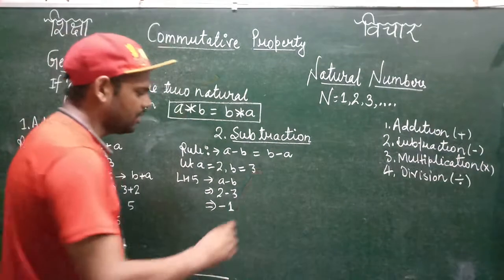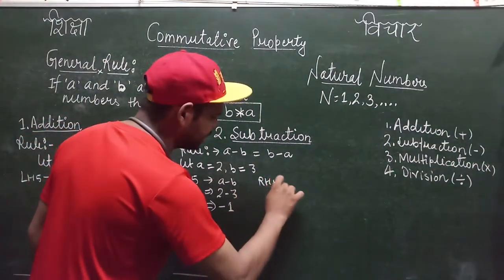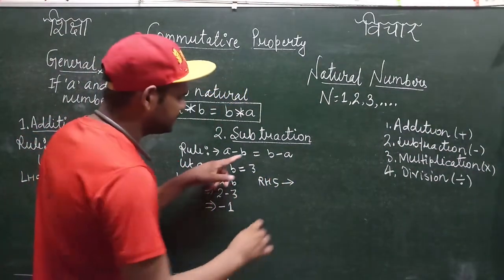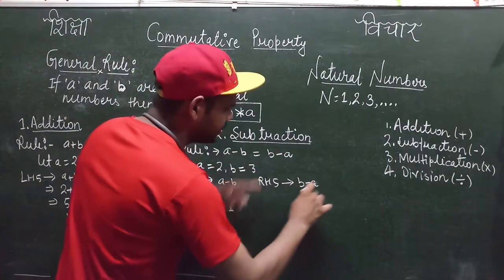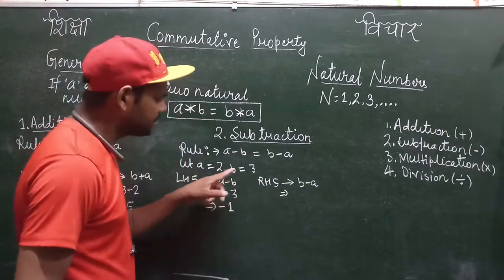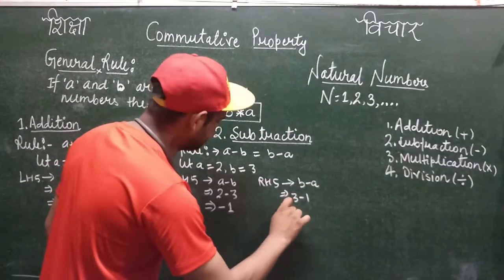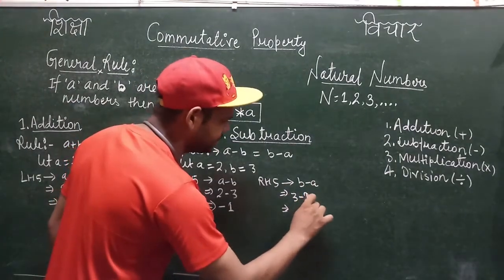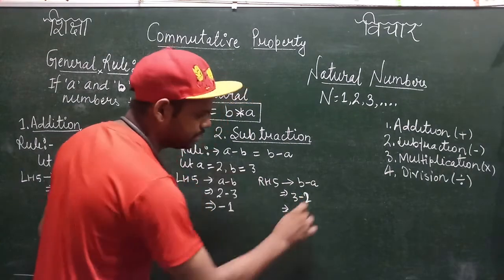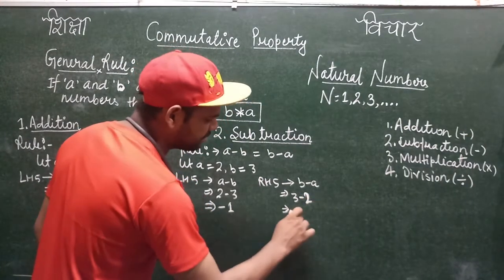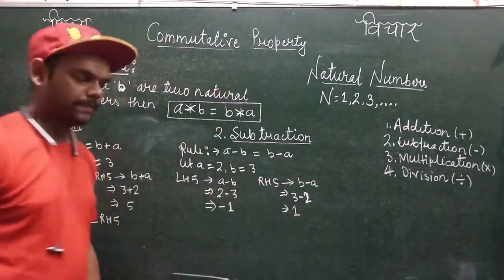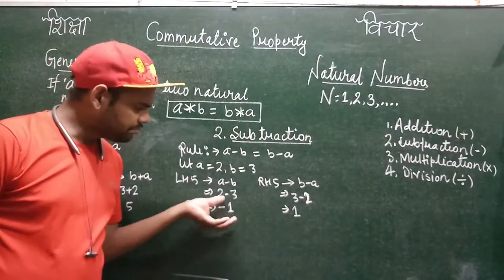Now let's check the value of the right hand side. So what is our right hand side? That is B minus 2. This implies that B, that is 3, minus 1. This implies that not 3 minus 1, that is 3 minus 2, because the value of A is 2, and then after subtraction we will get the answer 1.